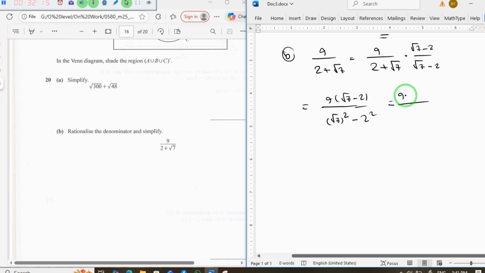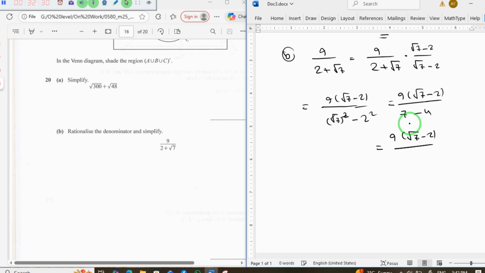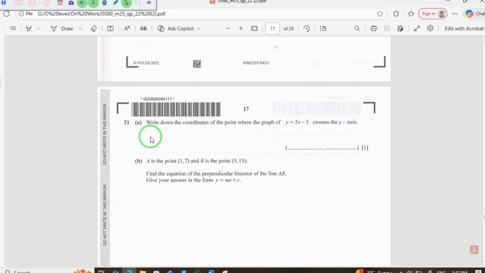Then we can write 9 multiplied by square root of 7 minus 2 over, we directly simplify, 7 minus 4. So 9 multiplied by square root of 7 minus 2 over 7 minus 4, which is 3. Then we simplify 9 and 3, 3 times 3. So 3 square root of 7 minus 3 times 2, 6. This is the answer, part B. Question 21.